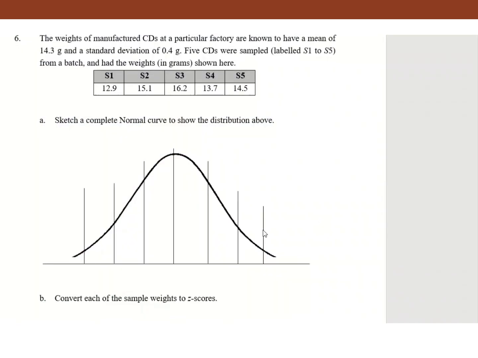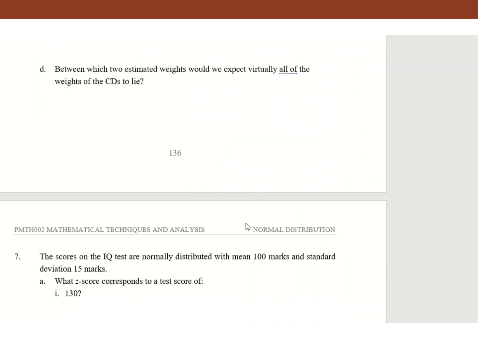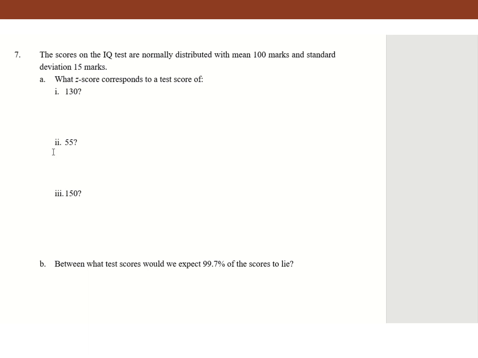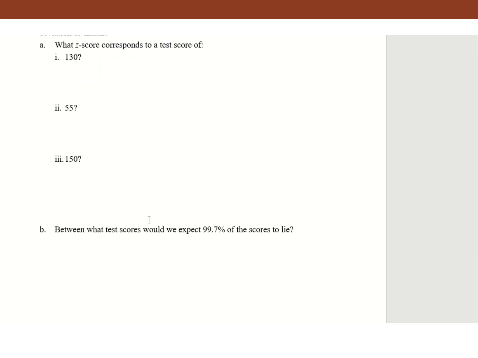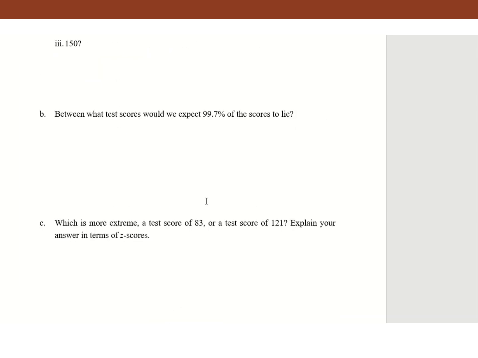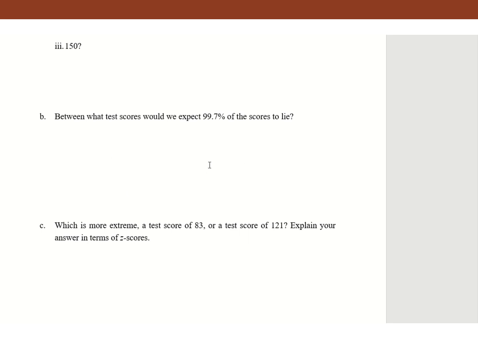Let's look at question 7. It's an IQ test. So you just write the Z-scores, calculate the Z-score between which two is 99.7%. You want to draw the curve, you can, but without drawing you can also find it, no problem. Which is more extreme?